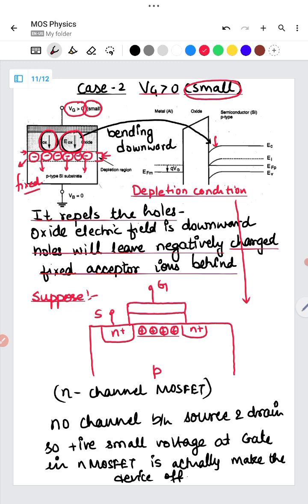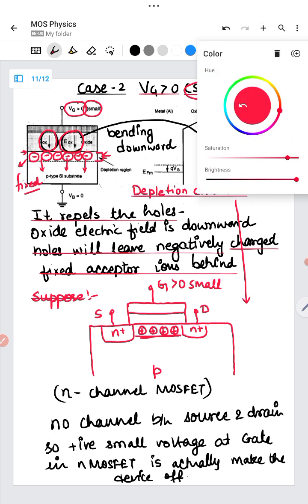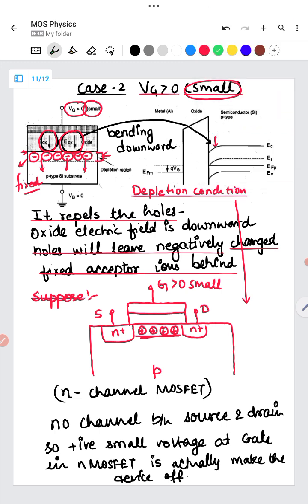When you apply a VG which is greater than 0 but a small voltage, in between the source and drain you have an electrically insulated region. That means there are no electrical connections between source and drain, because you have in between a highly resistive channel, so the current cannot flow from source to drain in this condition also.